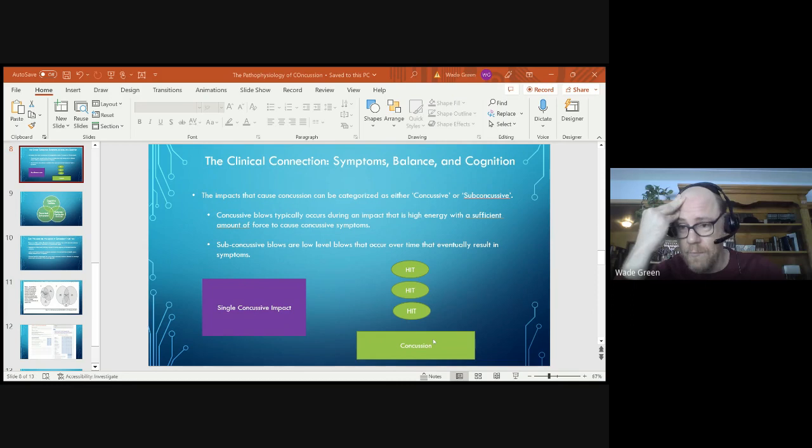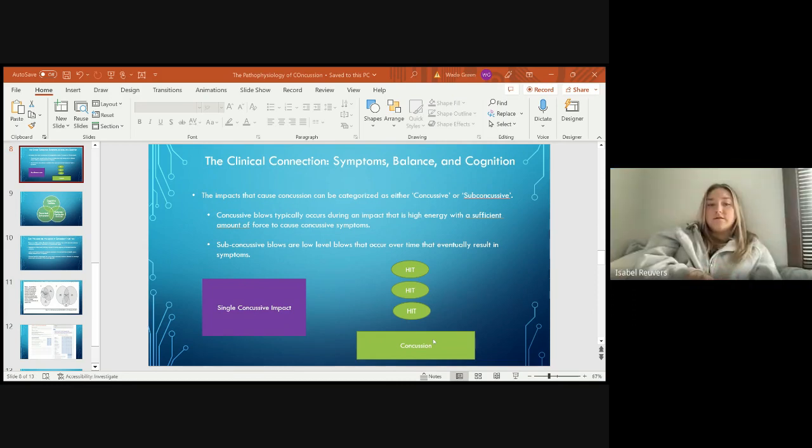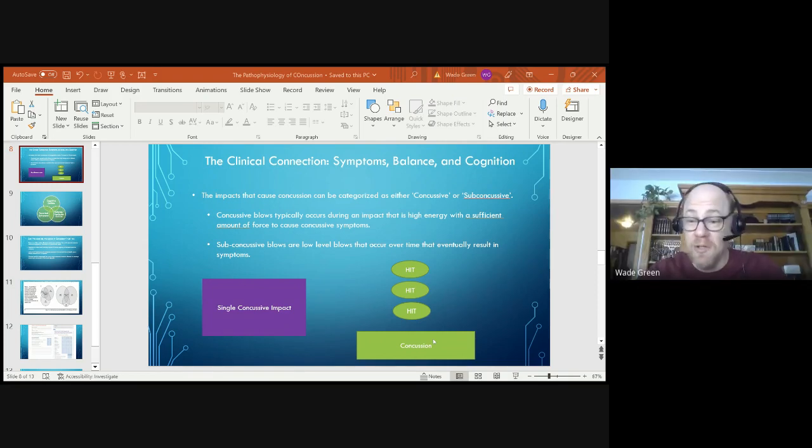I do have one. Izzy. So, with the difference between the subconcussive and just the regular one, would you still do the exact same testing the exact same way? Absolutely, yes. Right. Okay.